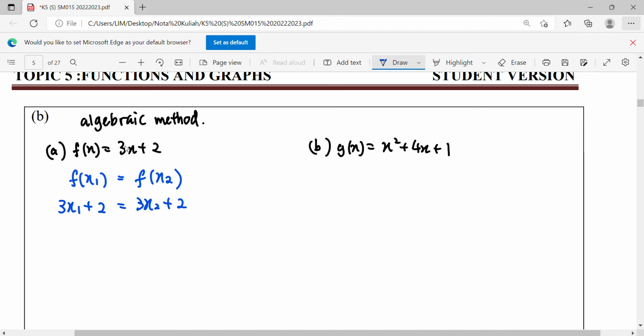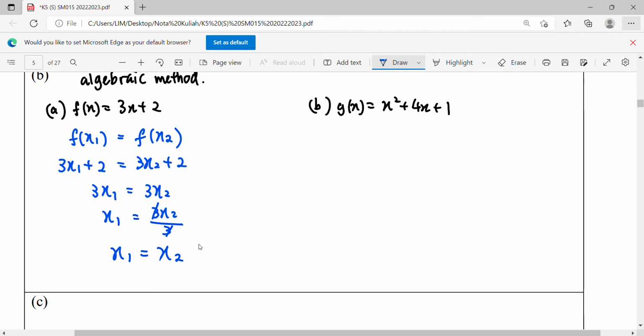What you need to do is find out your x1. Find x1. So 2 moves to the other side, then 3 moves to the other side. It can be simplified, right? So finally we get the result x1 equals to x2. So from here we know that this function is a one-to-one function. So our reason is since x1 equals to x2, this is a one-to-one function.